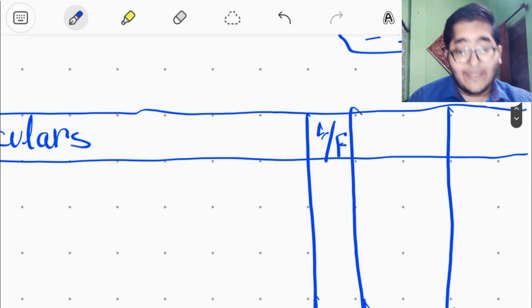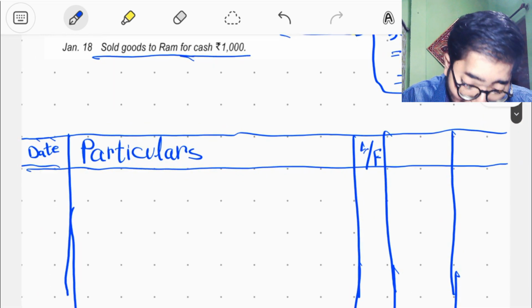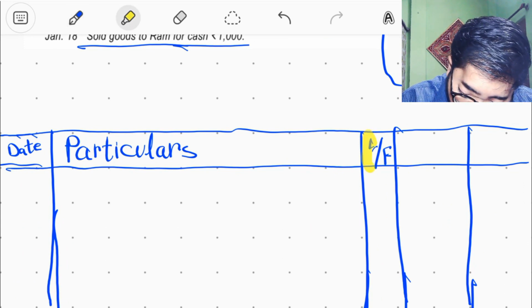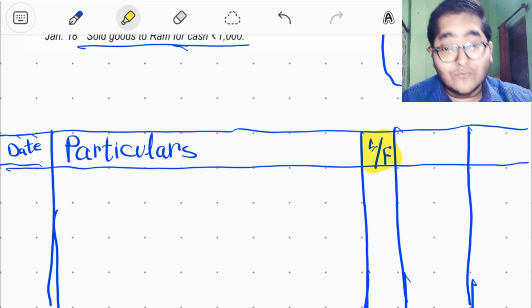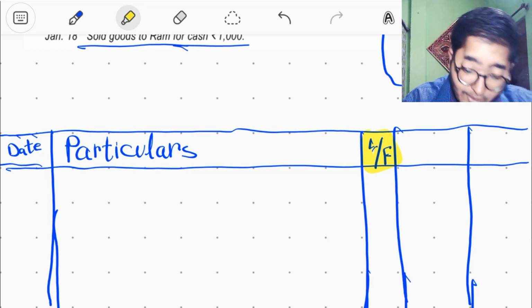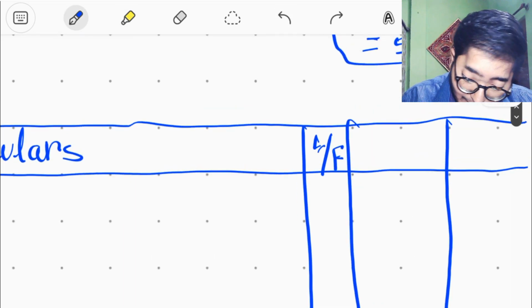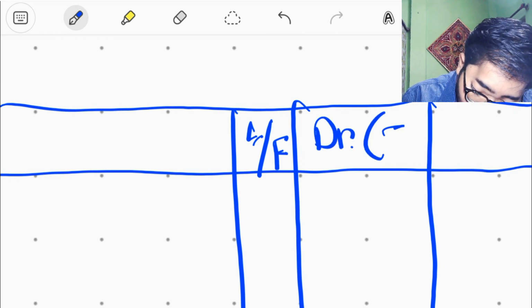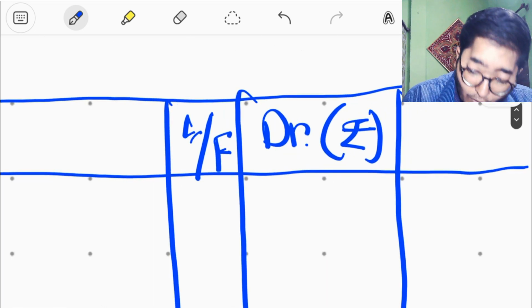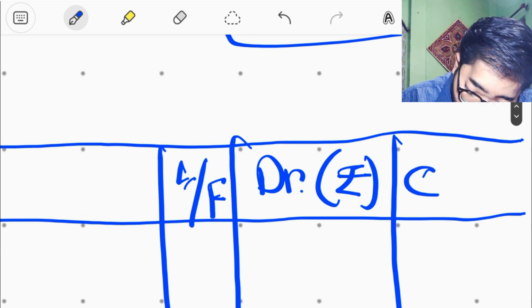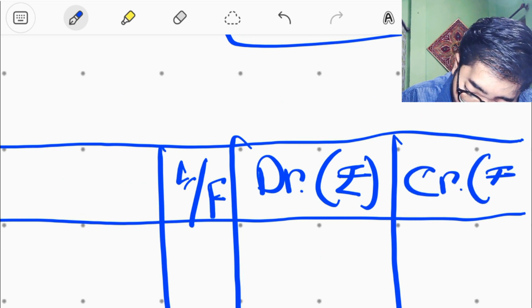This column is mainly kept empty in many of the sums, but the work of this ledger folio column is to write the page number of the ledger book where the entry is passed, where this entry is transferred. Then our next column is debit. This is the amount column, that is why rupees debit. All debit balances would be written, and the last column is the credit. All the credit balances will be written.